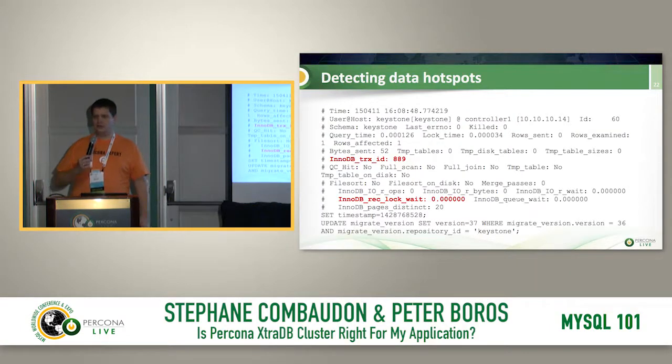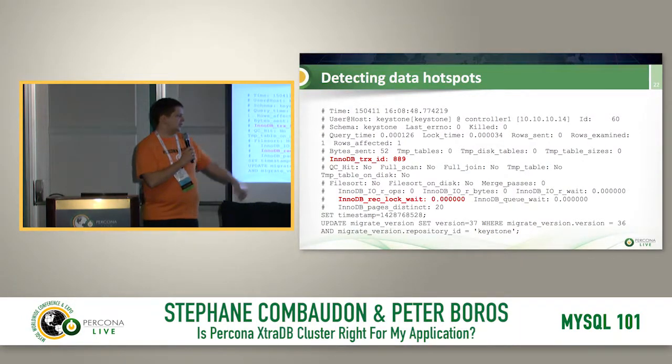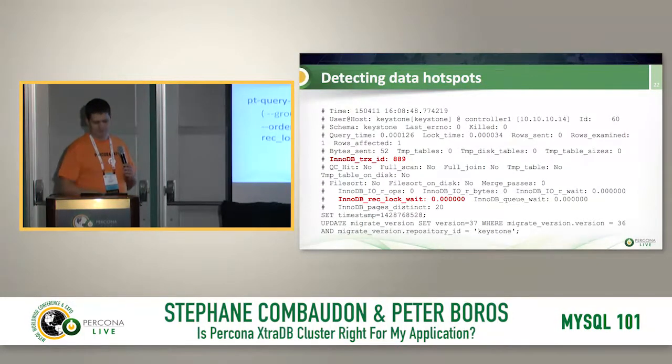So there are really two issues we are after. One is detecting data hotspots, and the other is detecting long-running transactions. We call it a data hotspot if we have a multi-node writer conflict, or on a single node we have a lock wait. With the extended slow log, we are recording the InnoDB transaction ID, and we are recording the time spent in record lock waits. I'm doing it with this because it's much more convenient. It's made for that, so record lock waits is here.